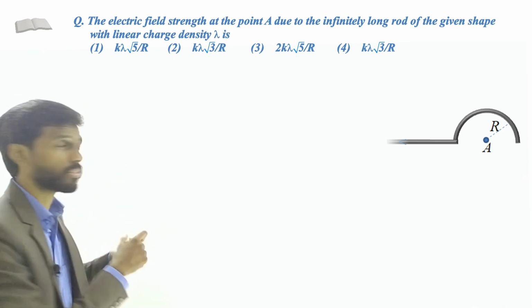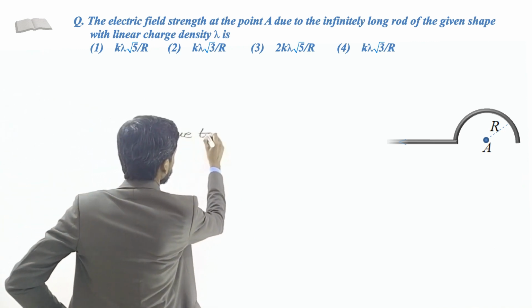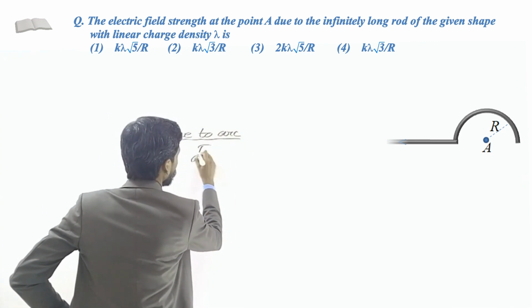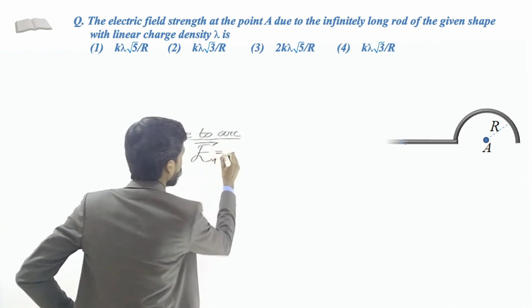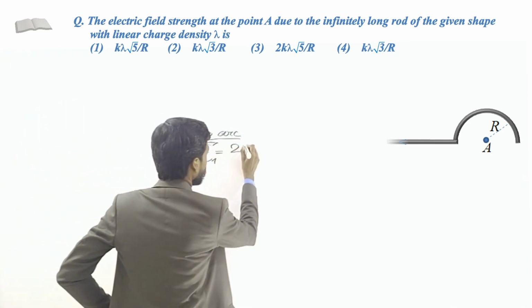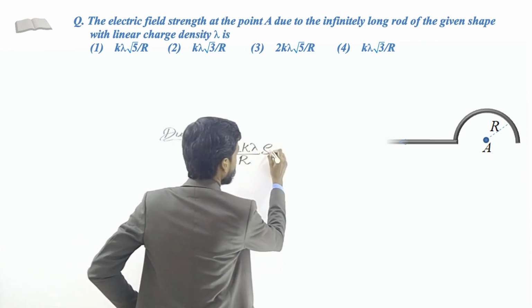So that is an arc, right? So the electric field due to an arc, that we will find first. So due to the arc, that is denoted by, say, E1 vector. So that equals, so we have the formula for the electric field due to an arc. So that is 2k lambda divided by the radius r multiplied by sine theta by 2.